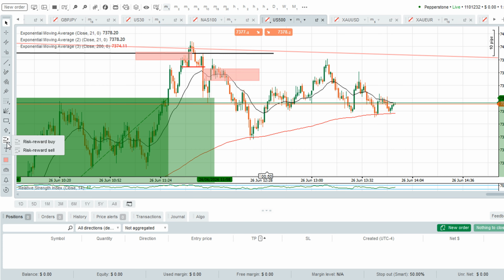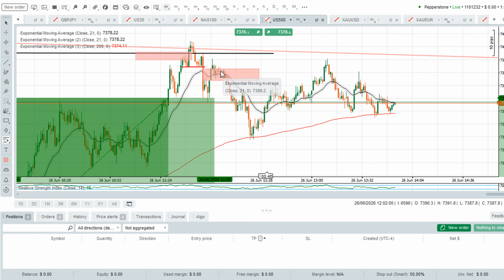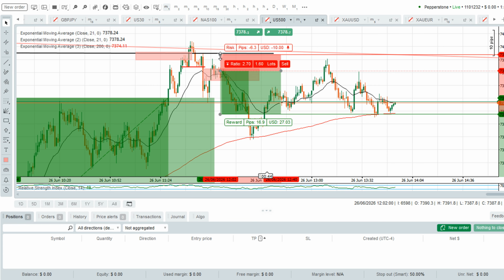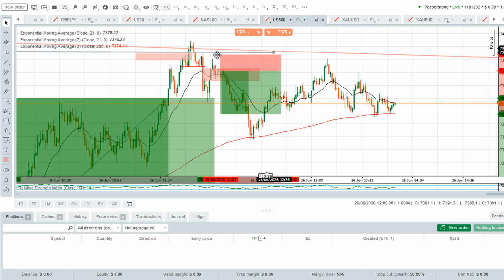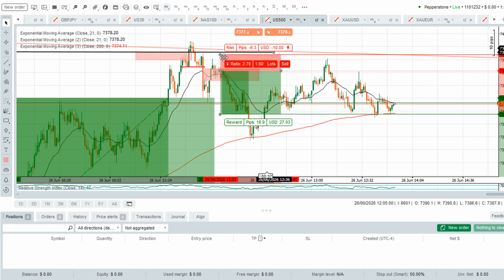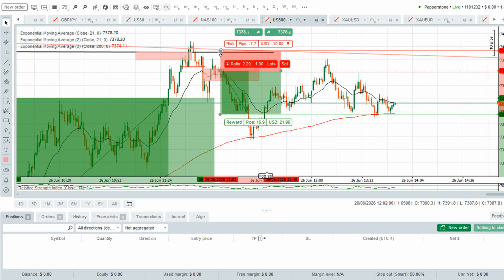So you also could have entered this trade, but I didn't enter because, as I tell you, I only trade before 11 o'clock New York time. But this was a perfect trade that could have given you a potential 1:3 risk reward.